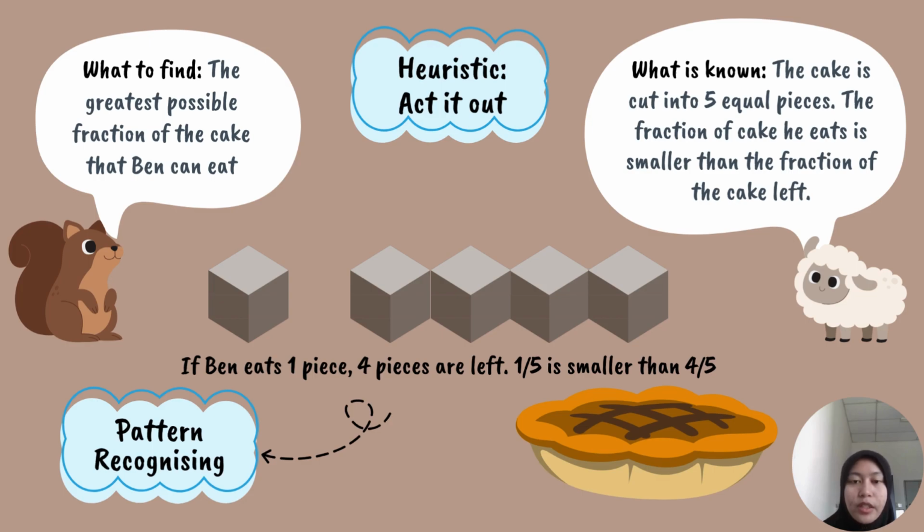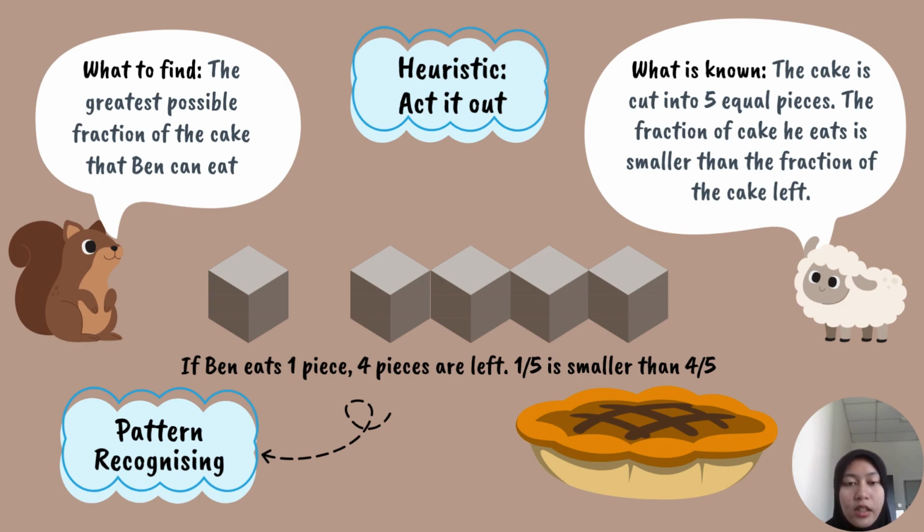For the next step, we need to decide which heuristic method we use. So I will use act it out. As you can see here, what to find is the greatest possible fraction of the cake that Ben can eat. What is known is the cake is cut into 5 equal pieces, and the fraction of cake he eats is smaller than the fraction of the cake left. As you can see, I act it out with the box as the pie. If Ben eats one piece, 4 pieces are left, so 1 over 5 is smaller than 4 over 5.